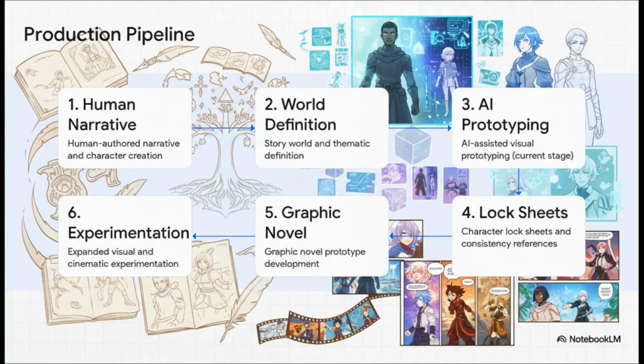So let's just walk through this production pipeline. Check out where it all begins. Step 1, a human-authored story. That's the bedrock. It's only after the world and characters are defined that AI even shows up, way down at Step 3, just for visual prototyping. That work then feeds into the lock sheets at Step 4, which then leads to developing an actual graphic novel. The takeaway is simple. The tech serves the story, not the other way around.